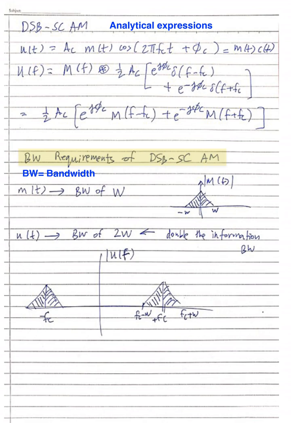Also, from the Fourier transform of u of t, we see there is no delta function at plus minus fc. In other words, the carrier is suppressed and is not explicitly transmitted. This is why this scheme is called double sideband suppressed carrier AM.